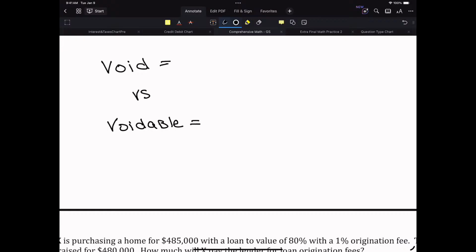So void, I want you to think as never had any power. Never had any power. It was never real. It never had any legal consequences.